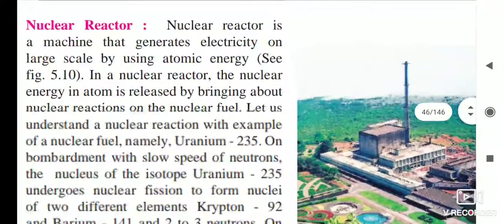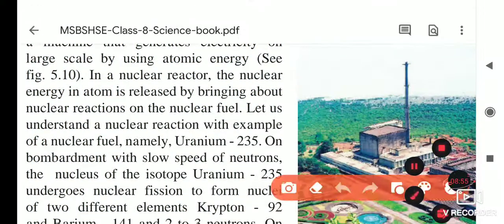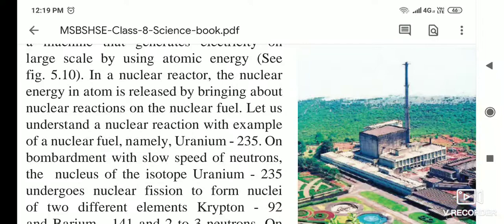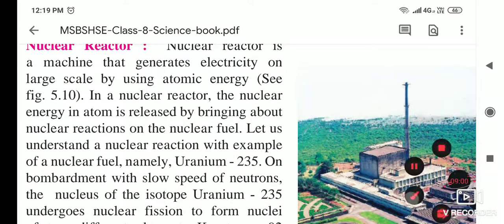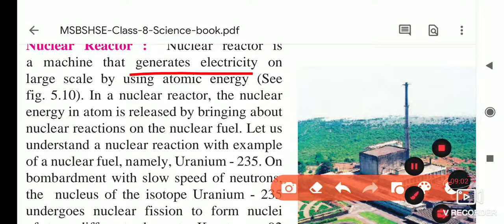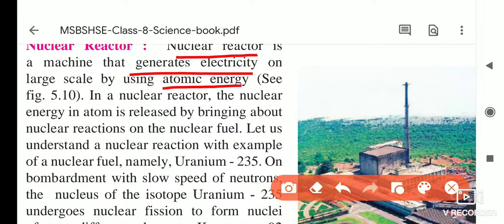What is a nuclear reactor? A nuclear reactor is a machine that generates electricity, and today I will send you its video also separately after this video. This generates electricity on a large scale by using atomic energy. In a nuclear reactor, the nuclear energy in an atom is released by bringing about a nuclear reaction.